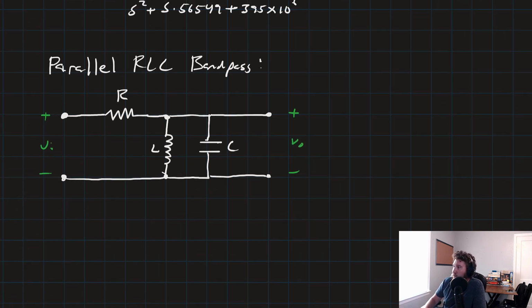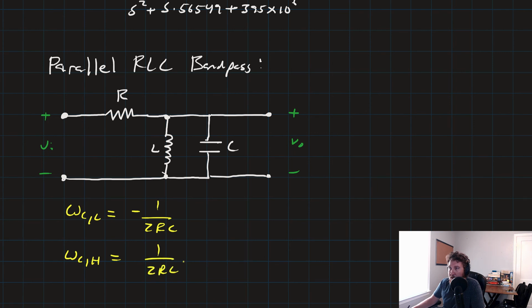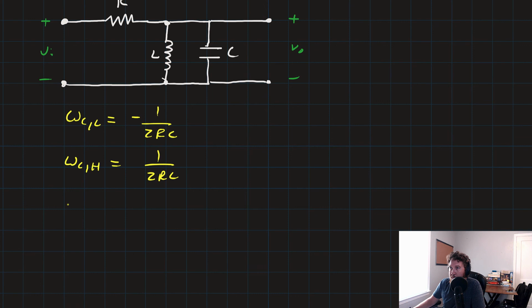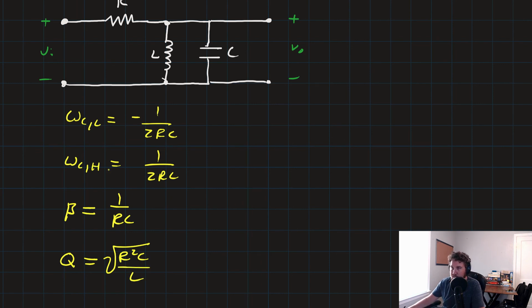And the equations for our main parameters are just slightly tweaked a little bit. We've got that our cutoff frequency low is equal to minus 1 over 2RC. Our cutoff frequency high is equal to positive 1 over 2RC. Our bandwidth is just equal to 1 over RC. And our quality factor Q is going to be equal to the square root of R squared C over L. And that square root is sort of covering the L as well.